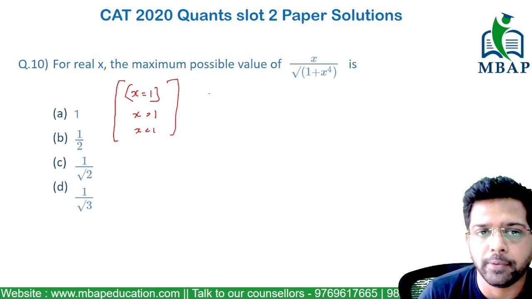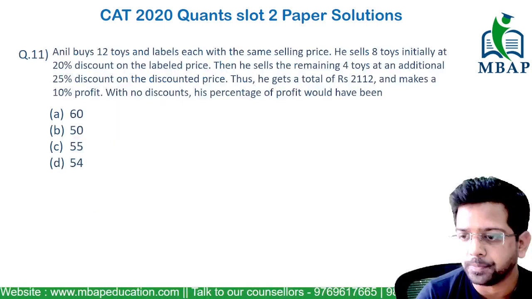If I assume the value of x to be 1, this will be as simple as 1 upon 1 plus 1, which is 1 by root 2. This is the case when x is equal to 1.